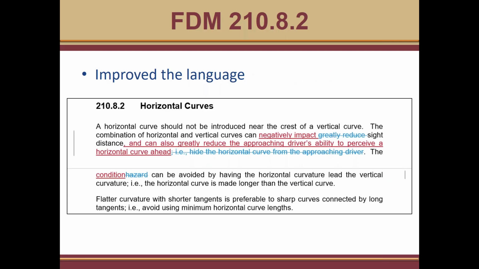210.8.2. Here we wanted to address driver's perception and not just sight distance. So now the sentence says that the combination of horizontal and vertical curves can negatively impact sight distance and can also greatly reduce the approaching driver's ability to perceive a horizontal curve ahead. This is not a change in our criteria, but it will hopefully clarify some things that need to be considered when you're laying out your horizontal curves.